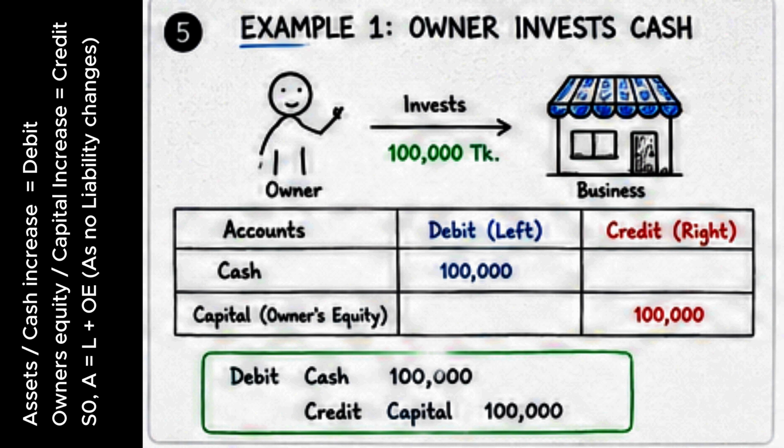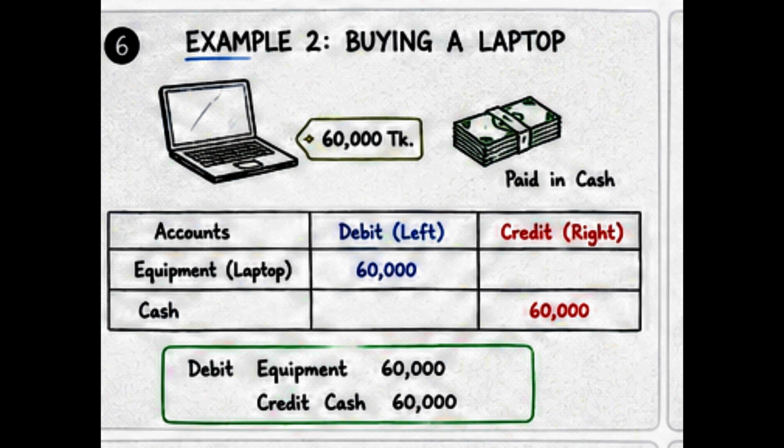Let's understand with another example of buying a laptop. The business purchases a laptop for 60,000 in cash. Which accounts changed? Laptop or equipment increased. Cash decreased because we bought with cash. So here, laptop is an asset. Cash is also an asset. So asset increases with debit. At the same time, when the asset decreases, it becomes credit. So the journal entry: debit laptop taka 60,000 and credit cash taka 60,000.